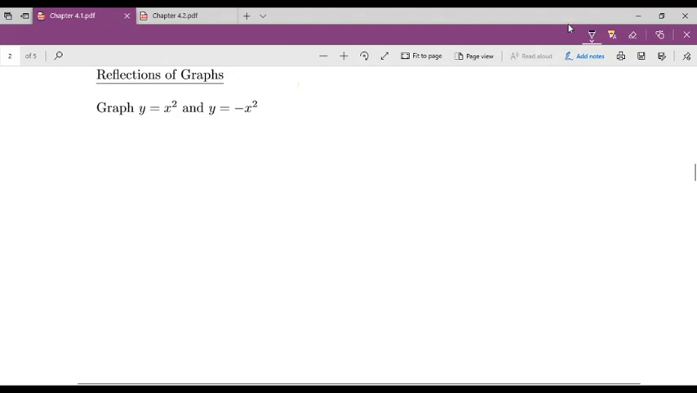Alright, next thing we're going to look at is the reflections of graphs. Now this one's pretty simple, so I'm not going to go to the calculator for this one. If you want to graph it on your calculator, get a perfect view of it, be my guest. I'm going to sketch this one out.